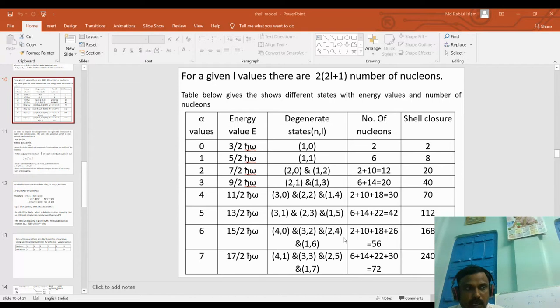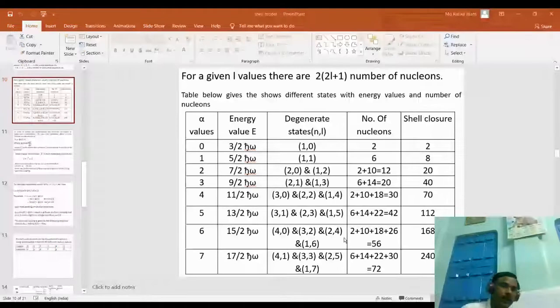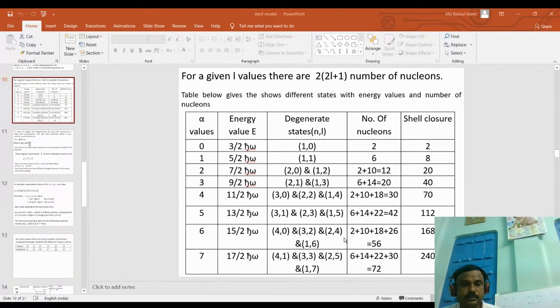If that condition has been imposed, then we have seen that the energy of the nucleon is quantized, and the energy values are governed by three quantum numbers. One is alpha, which is associated with n, the principal quantum number, and L, the orbital quantum number. The total energy was related to alpha values, and for each alpha value we have different n and L values.